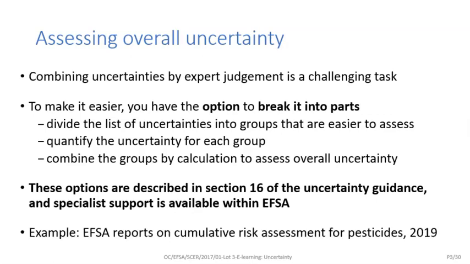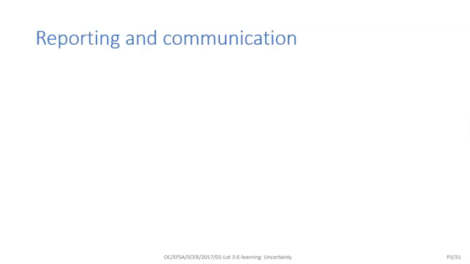You can see an example in the 2019 EFSA reports on cumulative risk assessment for pesticides, where the overall uncertainty assessment is divided into two parts, one for uncertainties relating to exposure and one for uncertainties in hazard assessment. After assessing overall uncertainty, we come to the final steps, reporting and communication.